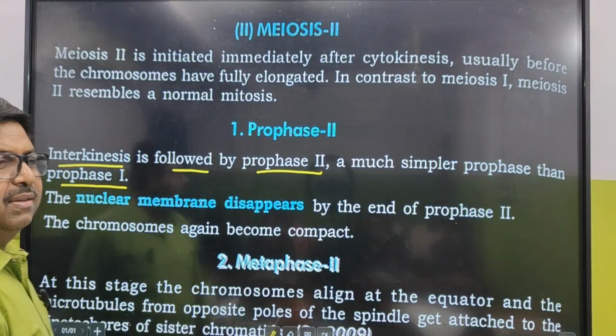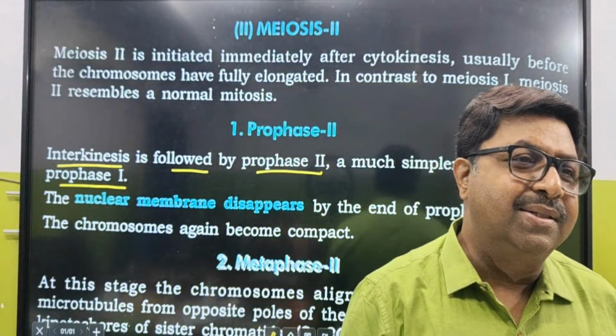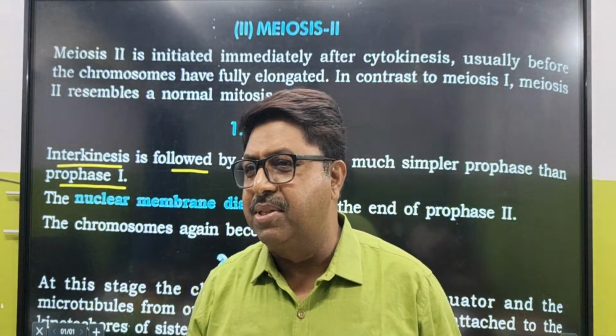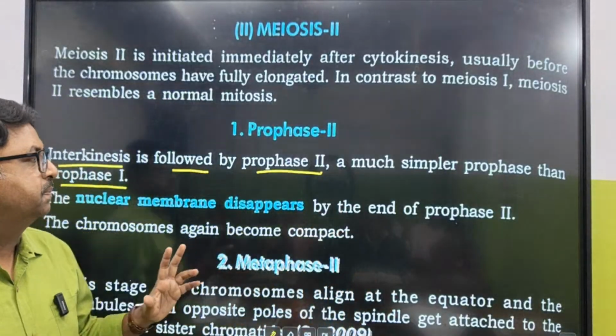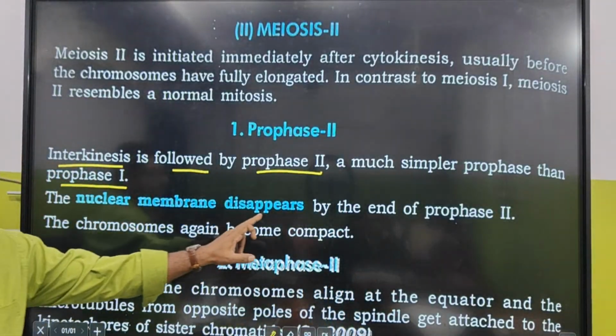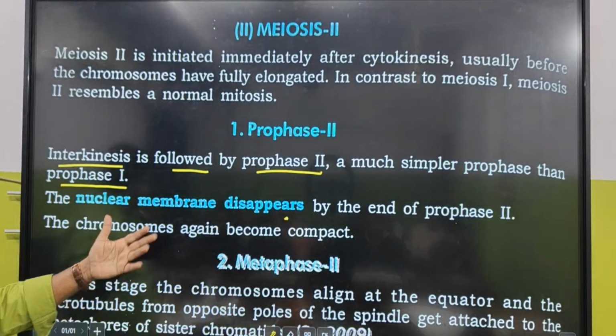Because what is not there here? What is not there? Agnishwar? No such sub-stages. Because prophase 1 had 5 sub-stages. The nuclear membrane disappears by the end of prophase 2, as usual. That is its job.